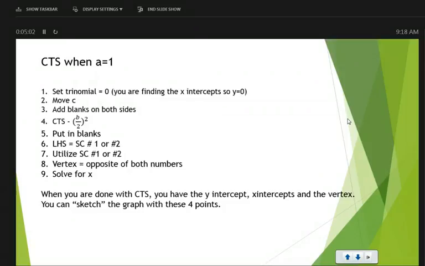When you're done with completing the square, you have the y-intercept, the x-intercept, and the vertex. You can sketch the graph with those 4 points. That's why completing the square is so nice, because 1, you use basic math to do it. 2, you get all that information without having to go back and back substitute and all this other stuff. And it's quick. Now, why don't y'all use it?